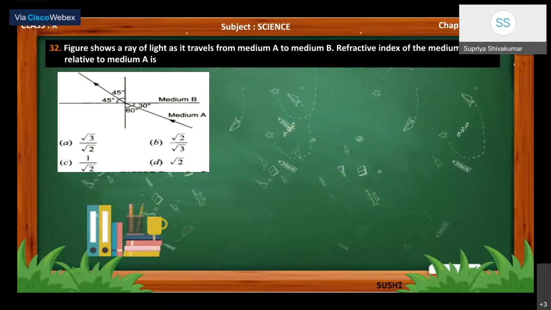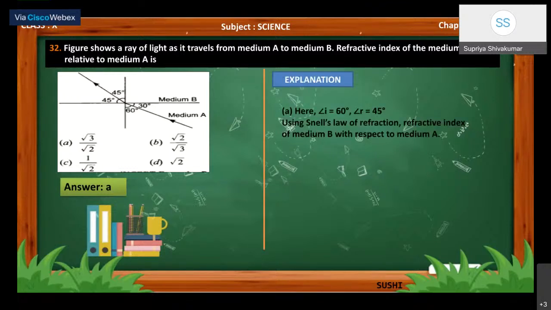Here the ray of light is traveling from medium A to medium B and the angle of incidence is 60 degree and angle of refraction is 45 degree. Use Snell's law, use trigonometric ratios and calculate. Option A. So I've given you the answer on the right hand side with an explanation.